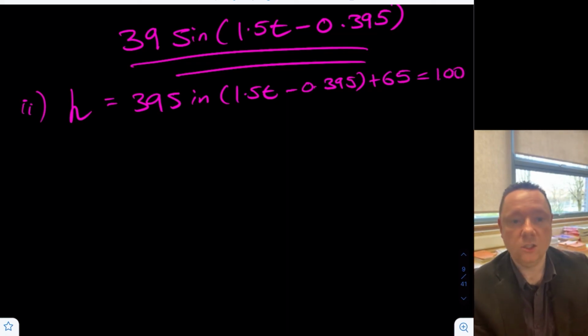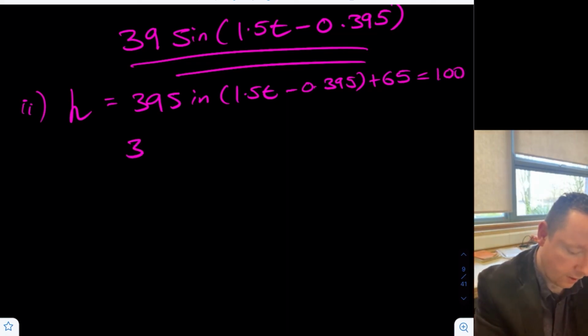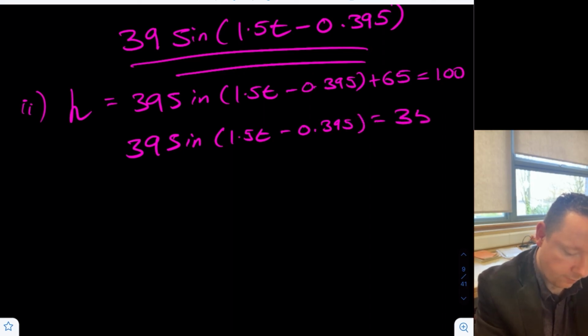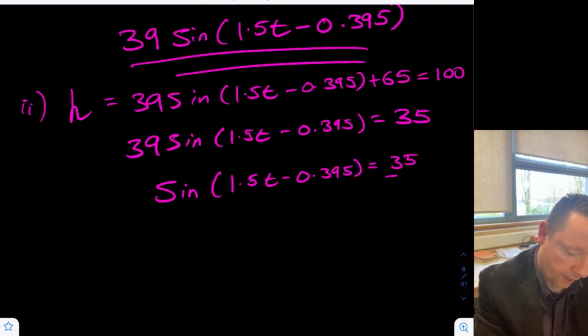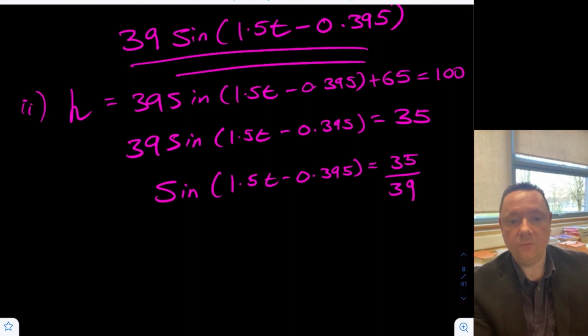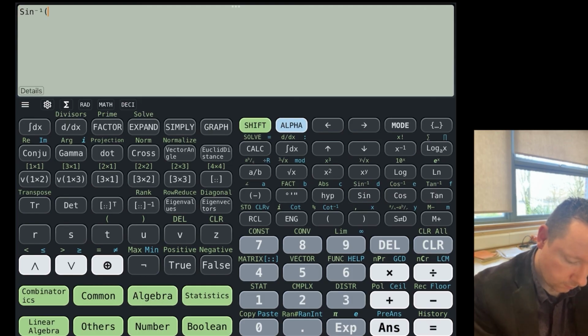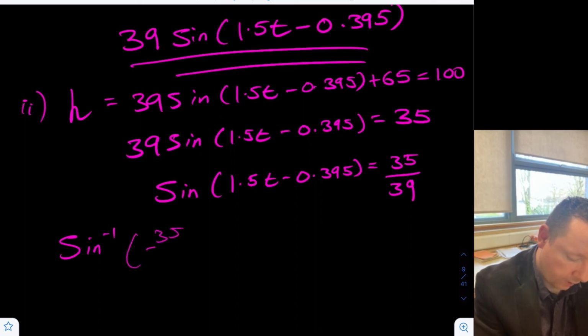So we've just got an equation to solve now. That means I can take the 65 across, so we get 39 sine 1.5t minus 0.395 equals 35. So dividing through by 39, we get sine 1.5t minus 0.395 equals 35 over 39. So at this point, I can find the inverse sine of 35 over 39 using a calculator and get a value. The inverse sine of 35 over 39 is 1.114.